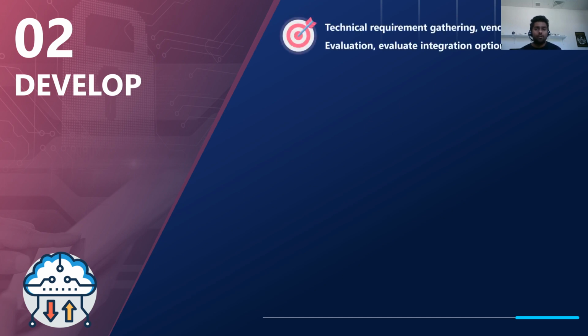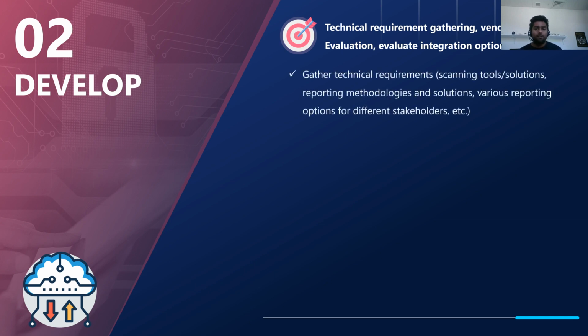Then the second phase is development. Your end goal should be technical requirement gathering, and you would evaluate the different vendors in the market and choose the best vendor. How you would do that, I'm going to explain in the next slide. So gather the technical requirements for the scanning tools, solutions, reporting methodologies, and all from the market.